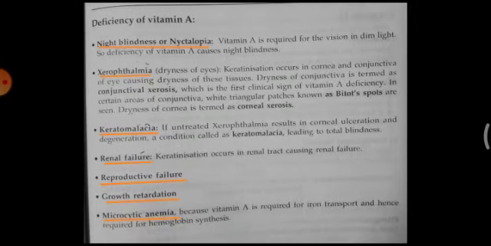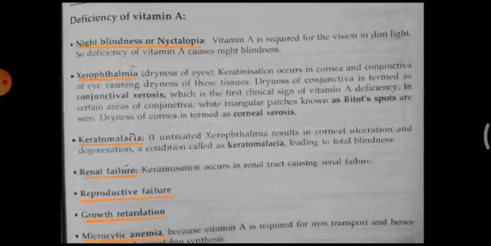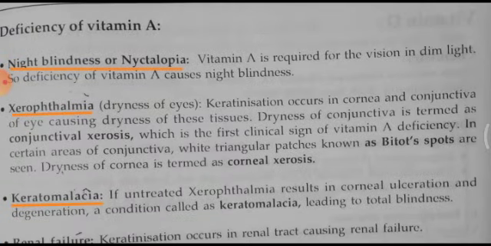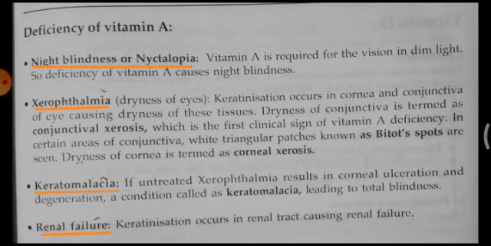Next is the deficiency of vitamin A. Since vitamin A is involved in vision, if vitamin A is less, that means if you take less than the normal requirement, then it causes various complications. Let us discuss what the deficiency symptoms of vitamin A are. One is night blindness, which is also called nyctalopia. Vitamin A is required for vision in dim light, so deficiency of vitamin A causes night blindness.